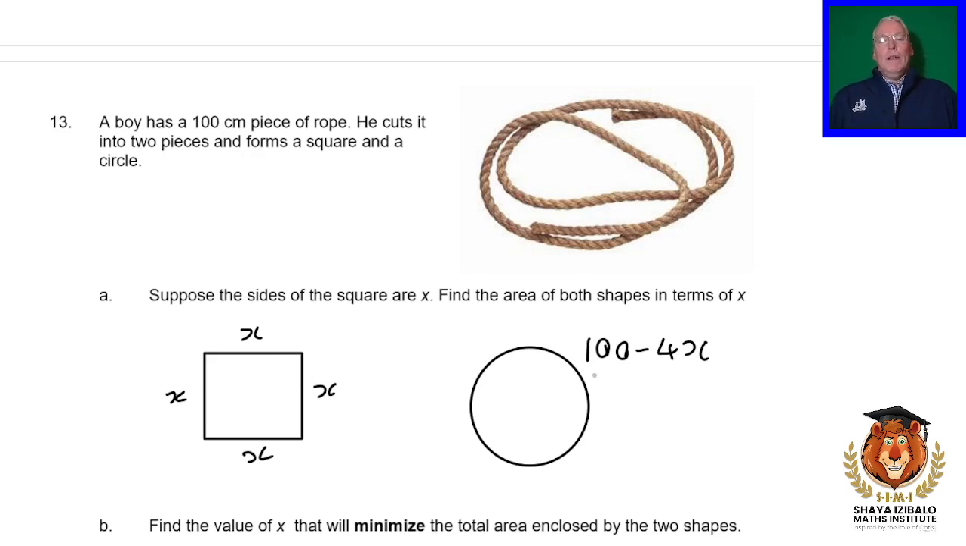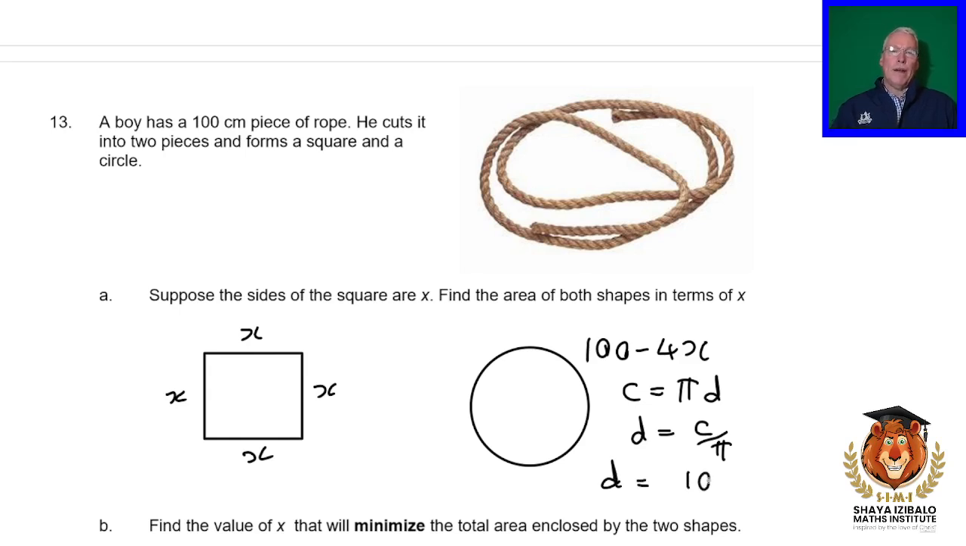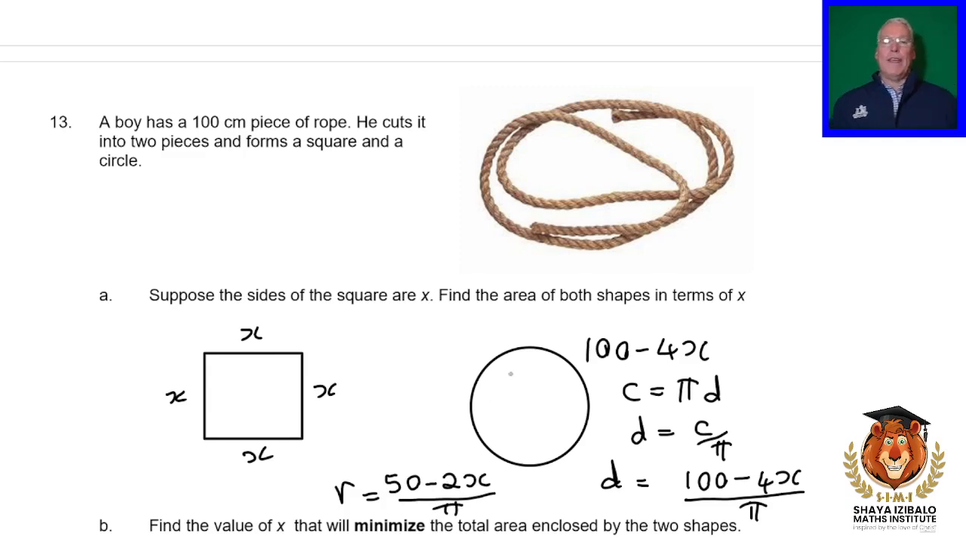All right. Now remember, circumference is pi times diameter. So diameter is the circumference over pi. So the diameter of the circle will be (100 minus 4x) over pi. And the radius will be half of that. So the radius of this circle, if we just halve the top, we're going to get (50 minus 2x) over pi. Right. The question asks for the area of both shapes in terms of x.